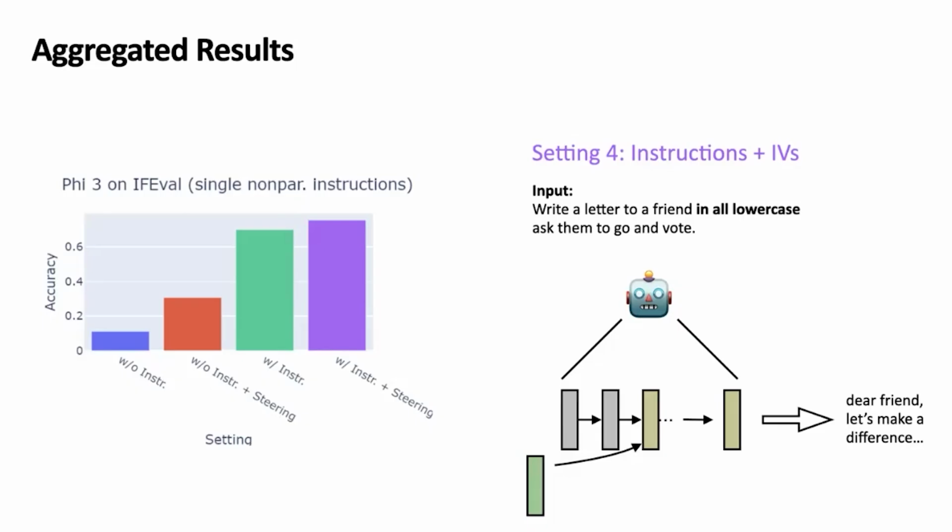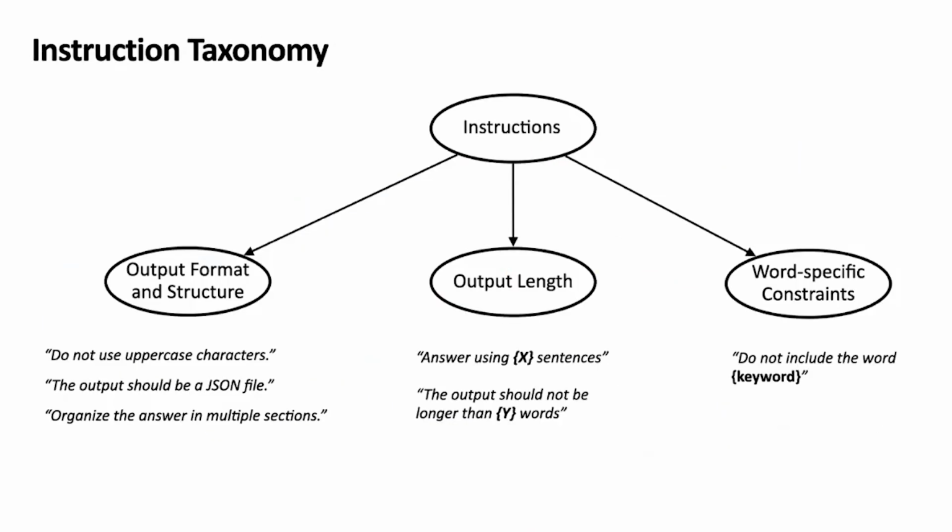One way to see this is as a reiteration of the signal that represents the instruction, which is reinforced when one performs steering. So these were the results for this first class of instructions that we considered.